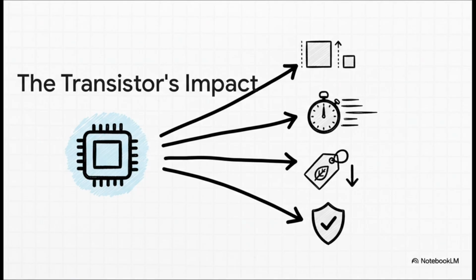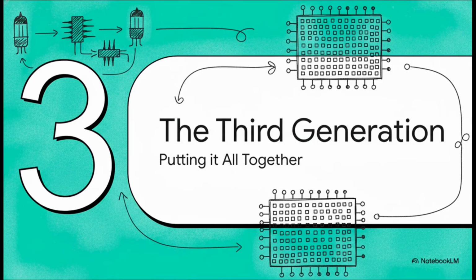And the impact was immediate. All of a sudden, computers could be built smaller, faster, and cheaper. They used way less power, and they were so much more reliable than those old vacuum tube machines. This one invention pretty much solved every single major problem of that first generation. Okay, so we've gone from vacuum tubes to transistors. What could possibly be next?